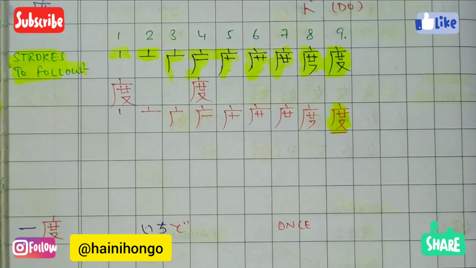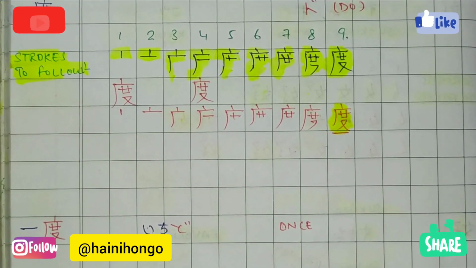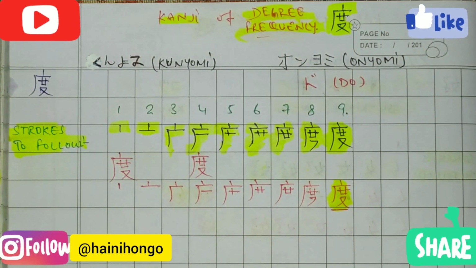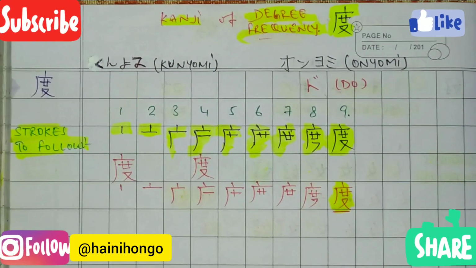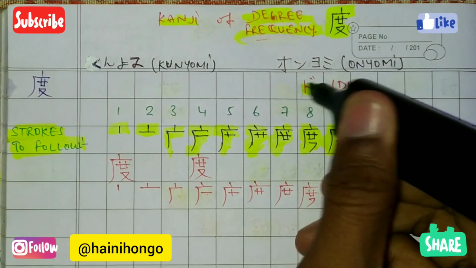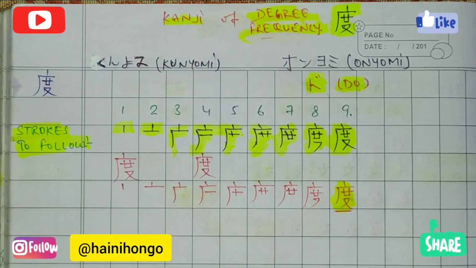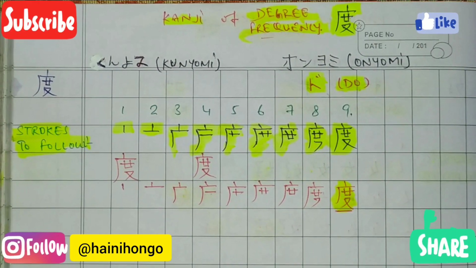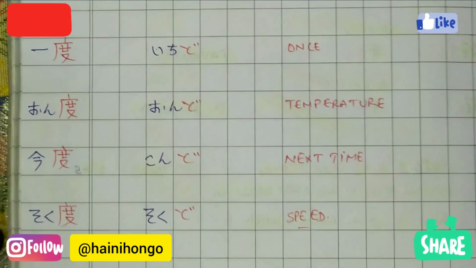So now let's move to the kunyomi and onyomi of this kanji. So guys, we can see here this kanji doesn't have any kunyomi, but the onyomi of this kanji is do, written in romaji and katakana. So now let's move to the meanings of this kanji. Here we will learn 4 meanings of this kanji. Let's start with the first one.